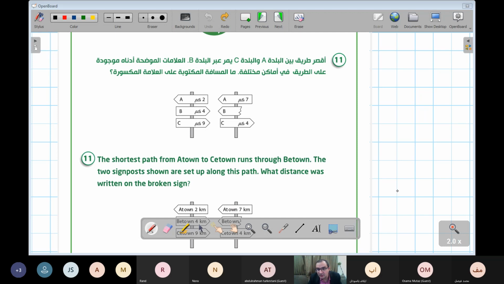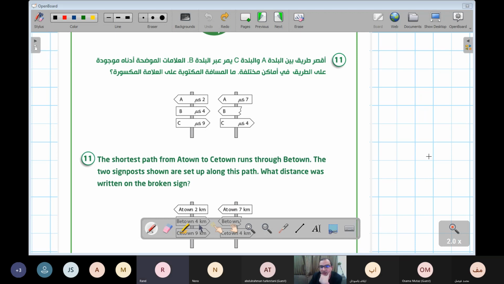Osama, one. Okay, who's raising their hand? His hand, Noura. Yalla, the other. I don't want the same students. Okay, Rand, it's Rand. Yalla.